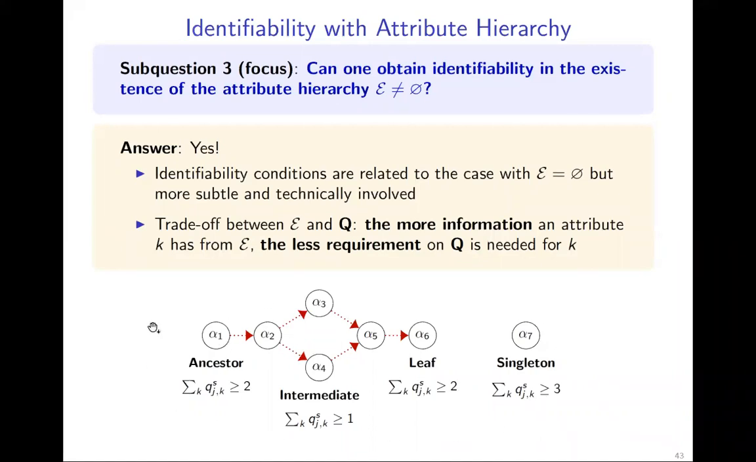And this is a graph summary of condition B. In condition B, we established that for a singleton attribute, we need it to be measured at least 3 times. But for ancestor and leaf, which have some one-sided information in the hierarchy graph, we can relax this requirement to 2. While for intermediate, we can further relax the requirement to 1. So our conditions characterize the fine boundary between the necessary and sufficient conditions.